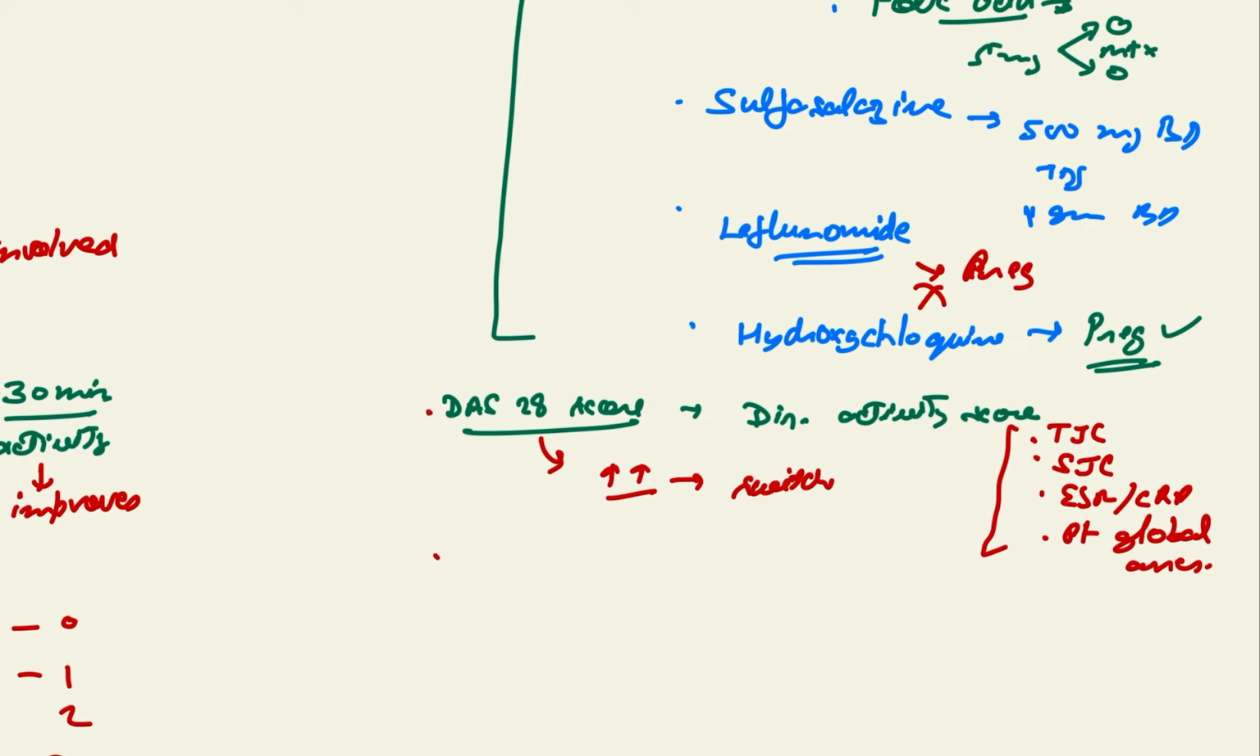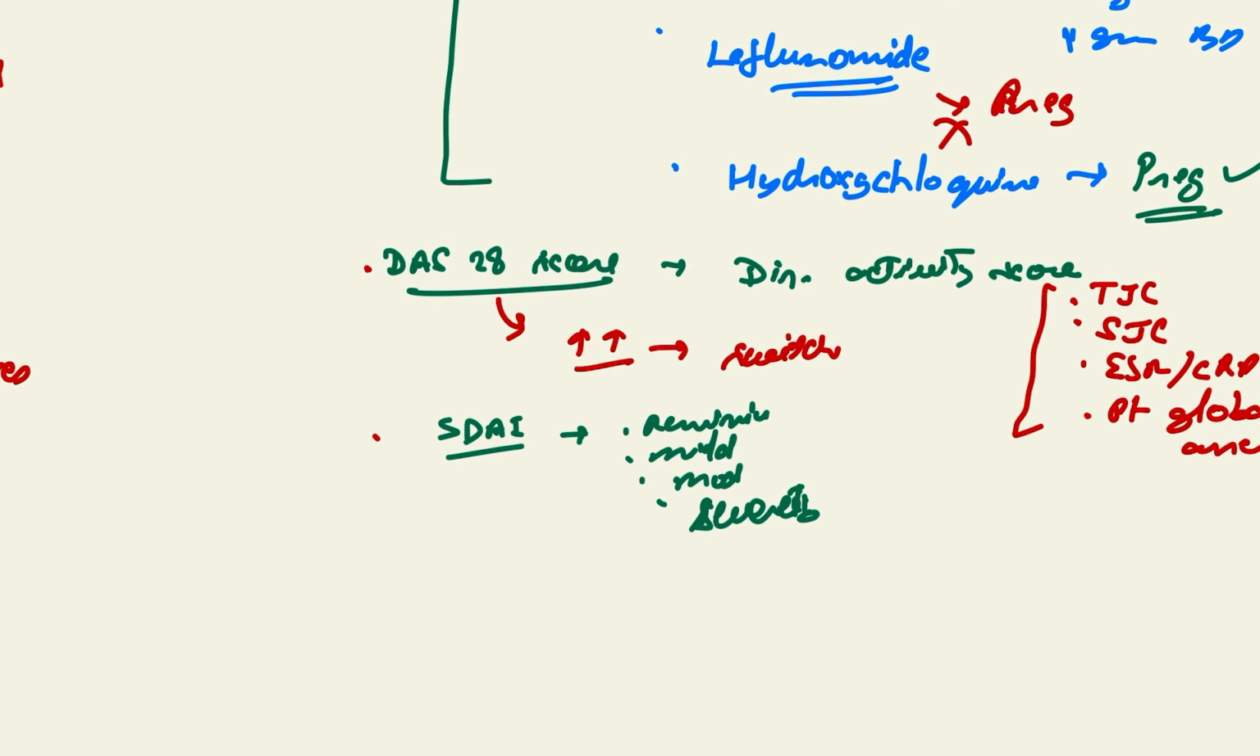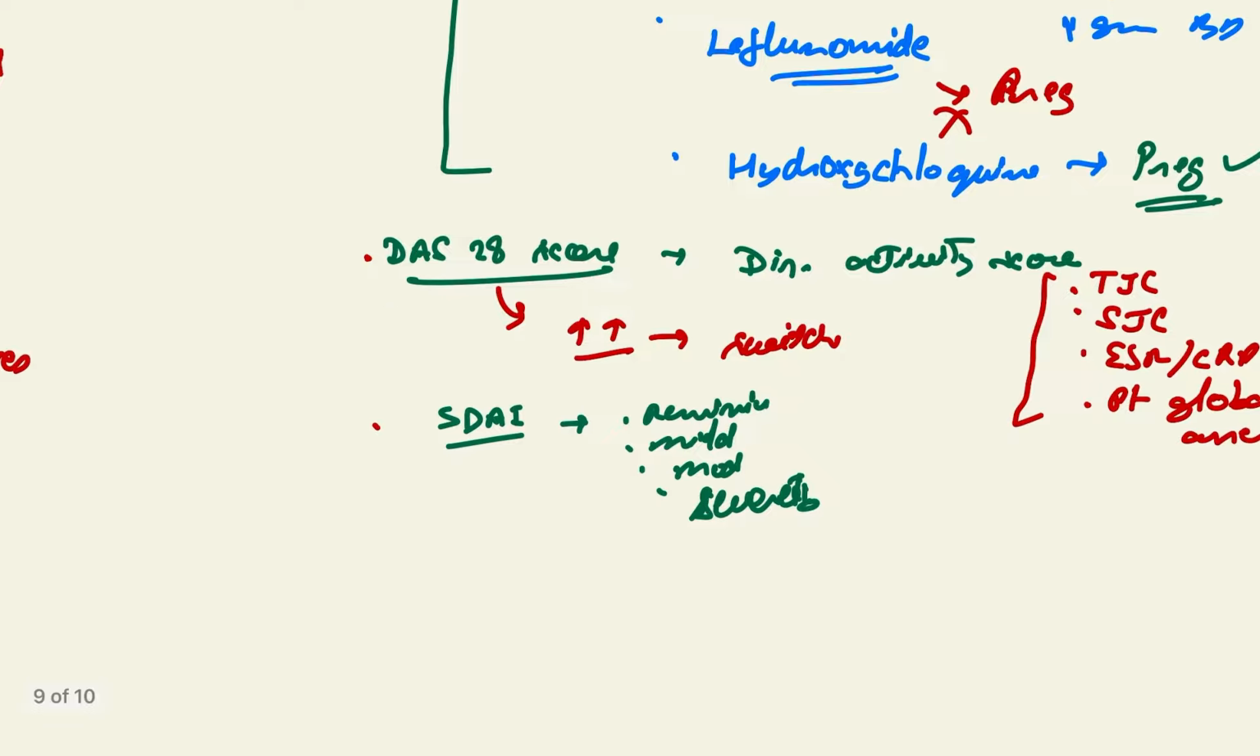The next score which comes is SDAI, that is Simplified Disease Activity Index. This score also labels a patient as in remission or mild, moderate or severe disease activity. It determines the quality of the treatment which the patient is receiving, and we can modify the treatment, of course, by calculating SDAI and DAS28 score on each and every visit. We have to calculate that, right?